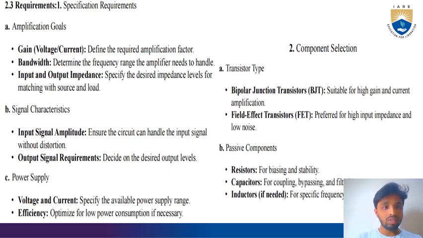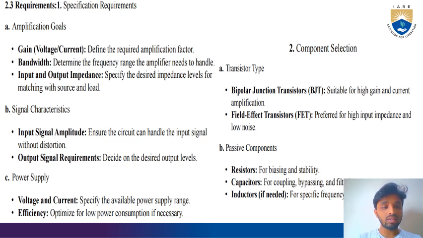In amplifier goals, it has gain, bandwidth, input and output impedance. In gain, it defines the required amplification factor. In bandwidth, it determines the frequency range the amplifier needs to handle. In input and output impedance, it specifies the desired impedance levels for matching source and load.